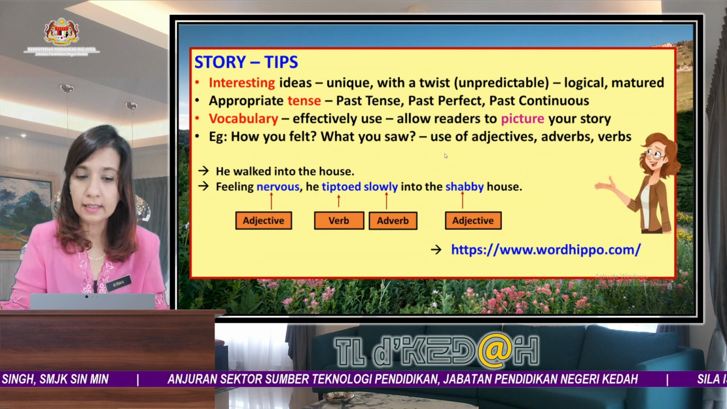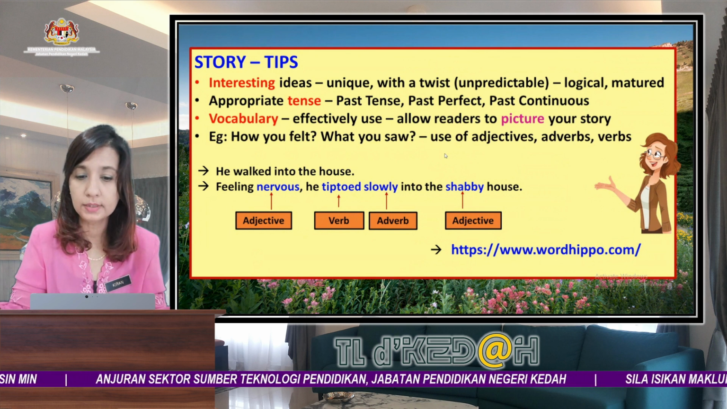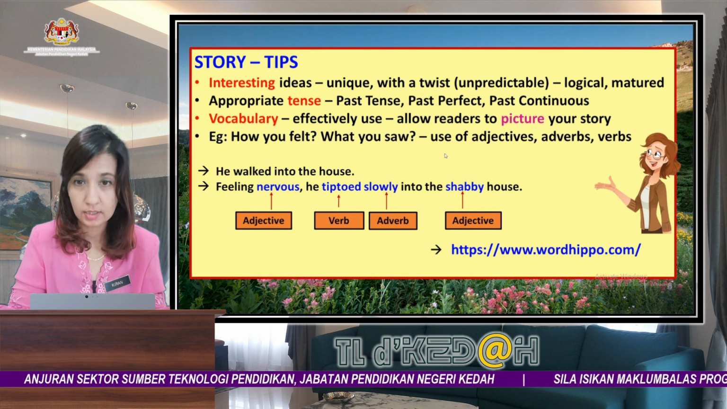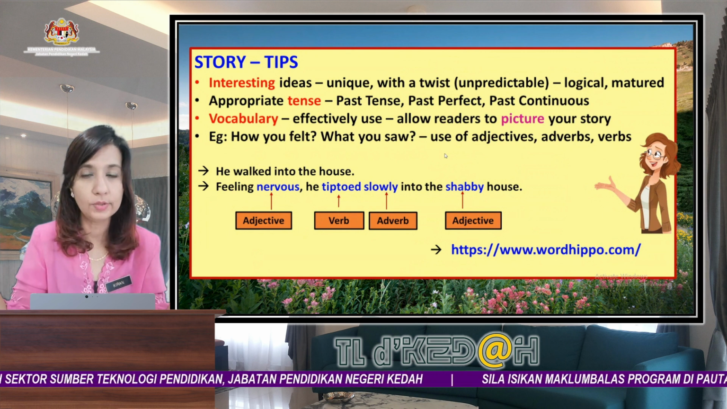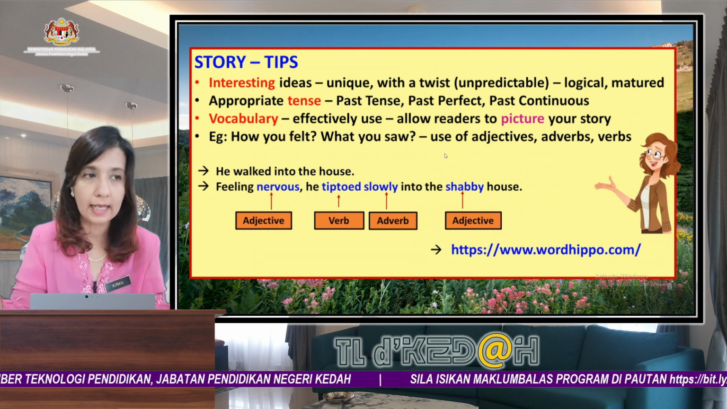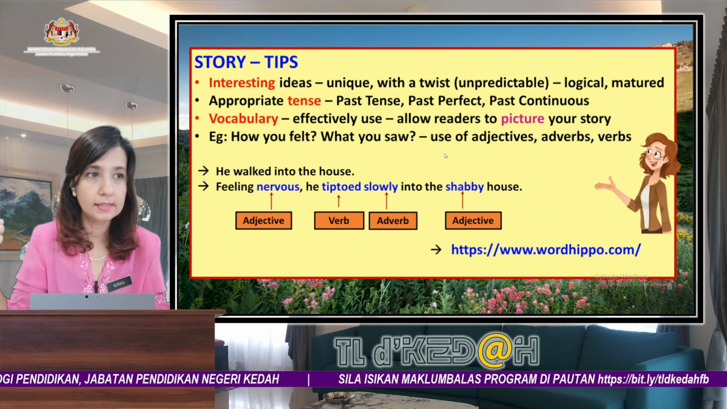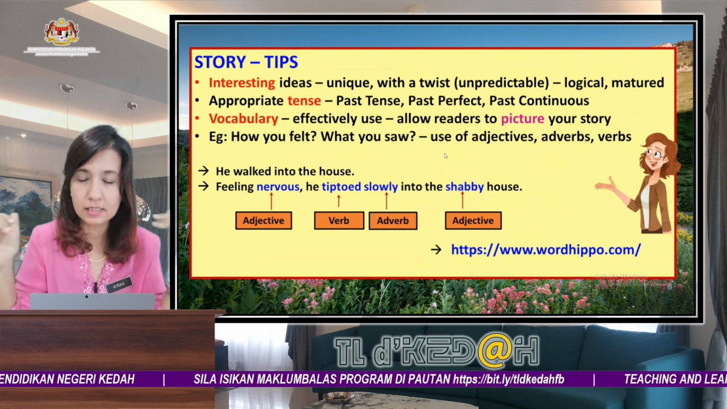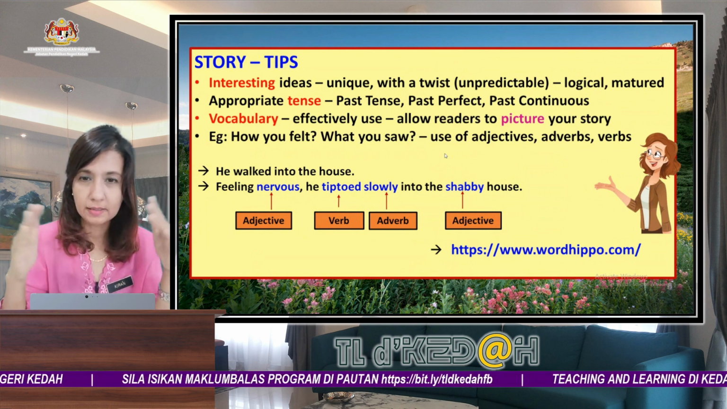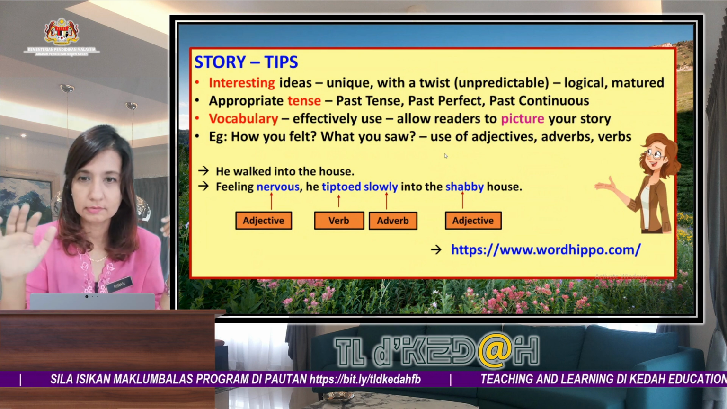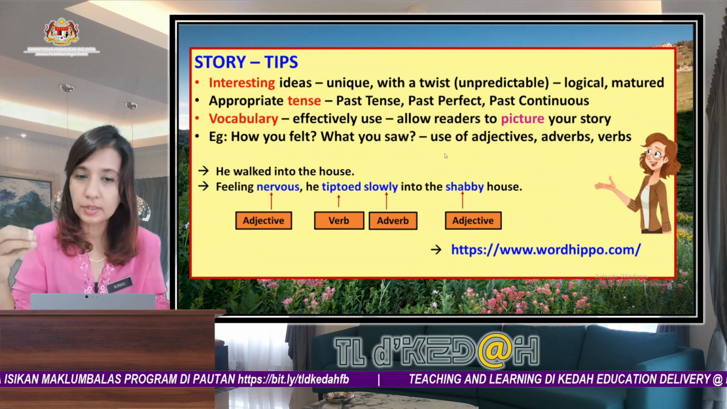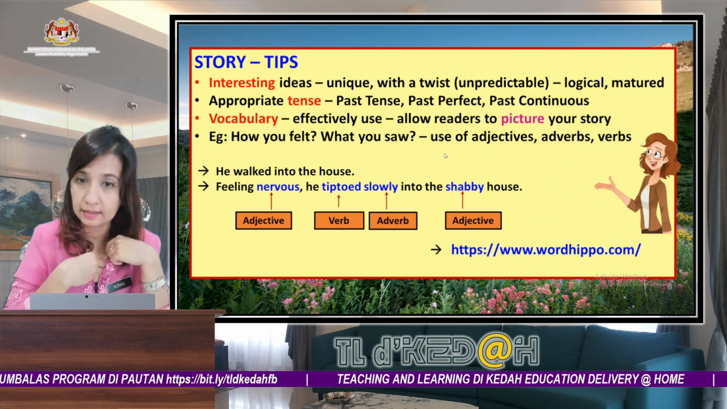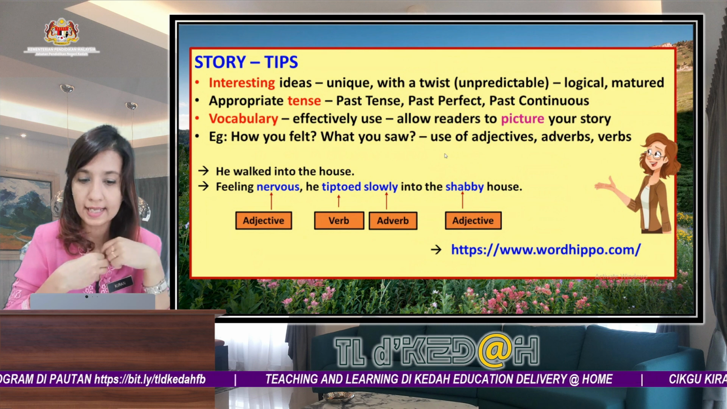Okay, feeling nervous, he tiptoed slowly into the shabby house. So it's more clear now. We know the house is shabby. Shabby here means maybe it's old, not so neat, maybe the paint is not so good anymore. So you know this person who's walking in is feeling nervous, right? So that's the adjective there.